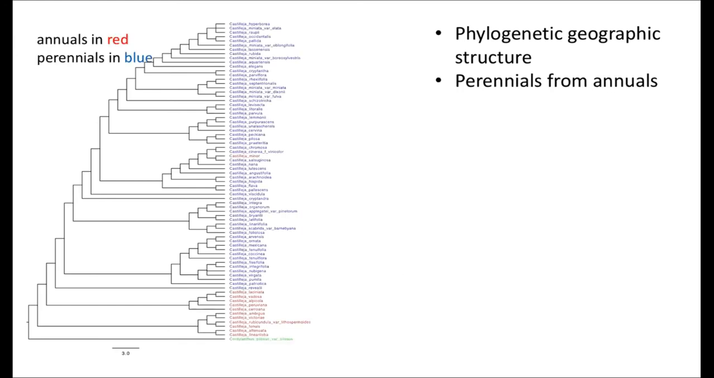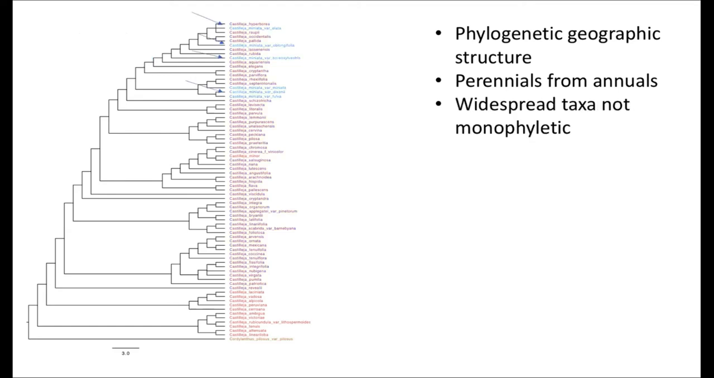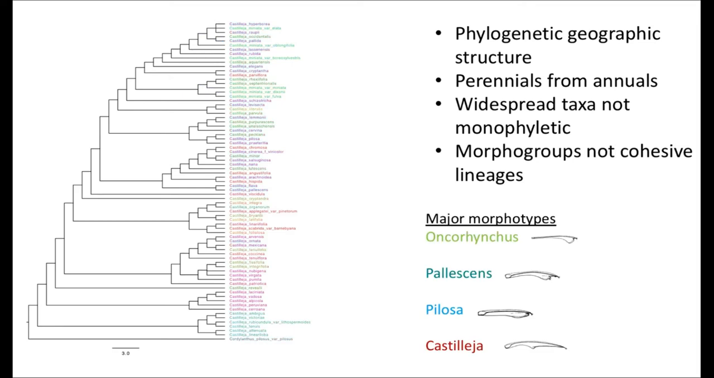We do recover the perennials being derived from an annual background. Here I have the annual tips colored in red and the perennial tips colored in blue. We continue to see that widespread taxa are not monophyletic. We allowed Miniata to keep its varietal status in this analysis. We had tons of samples from each of the varieties, and these popped up across the phylogeny. And then finally, we're seeing that morphogroups continue to be not in cohesive lineages. Here I've got the tips color-coded according to four of our major morphogroups.